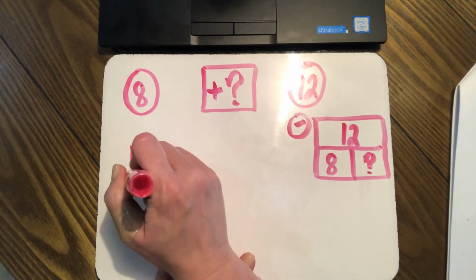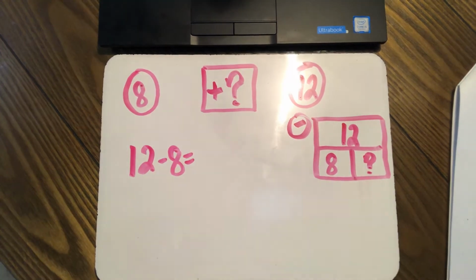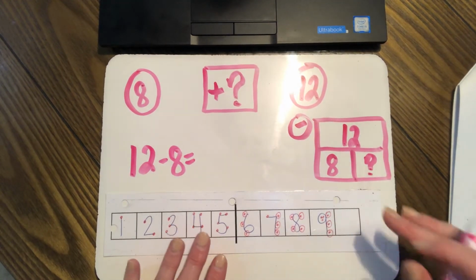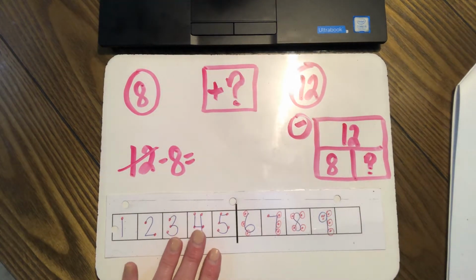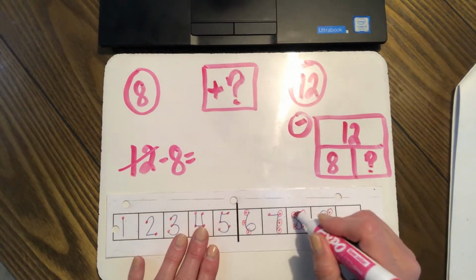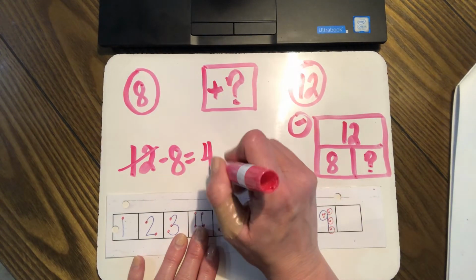So we're going to start with 12, and we're going to subtract the 8, and we're going to use our touch points. When I subtract, I touch the first number, say its name, and count back. Here we go. 12, 11, 10, 9, 8, 7, 6, 5, 4. Awesome. So it says 4.